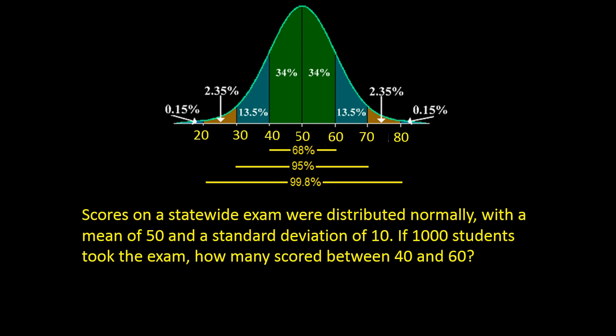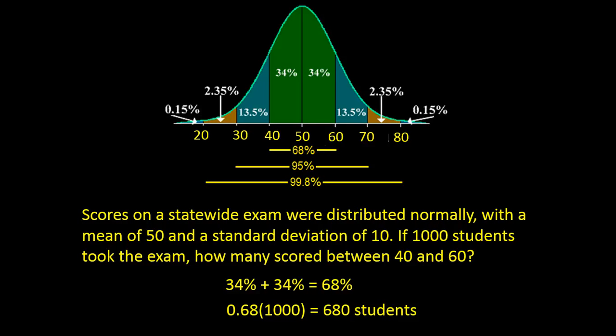So we're looking at scores that are between 40 and 60. And between 40 and 60, we can see that 68% of our scores fall in that range. So if 68% of the scores fell in that range and 1,000 students were in that range, then 68% of 1,000 is 680. So 680 students would have scored between 40 and 60 on this exam.